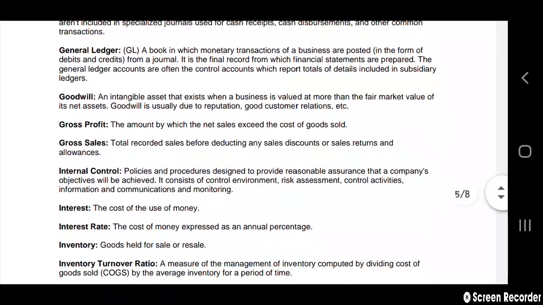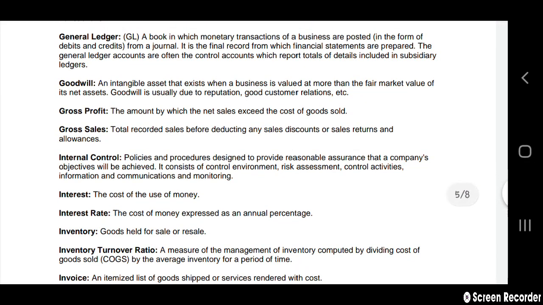Next is general ledger, GL, a book in which monetary transactions of a business are posted from the general journal. It is the final record from which financial statements are prepared, and the general ledger accounts are often the control accounts which report totals of details included in subsidiary ledgers also.